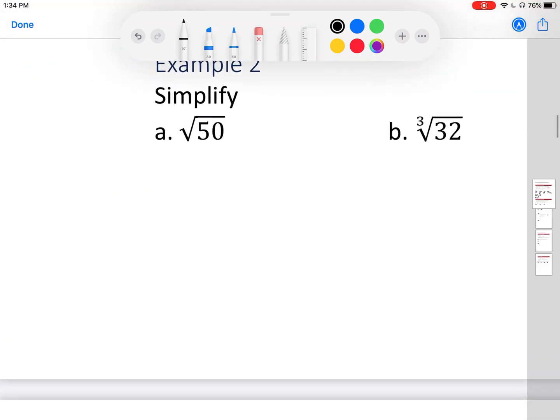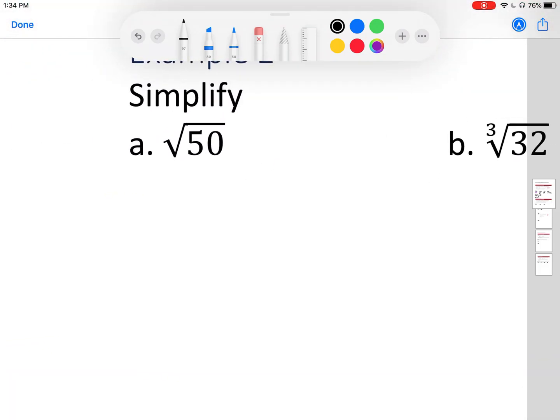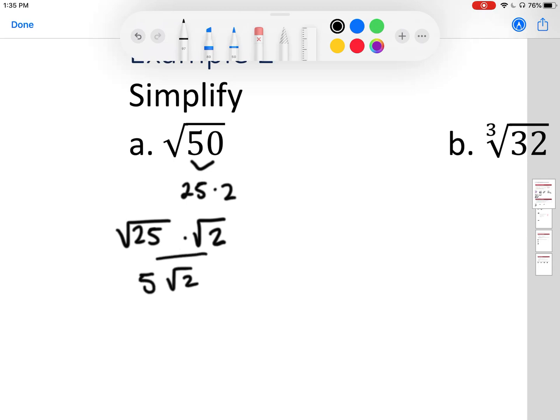So let's think of this one. Can I take the square root of 50? No, but I know 50 is the same as 25 times 2. And can we take the square root of 25? Yes, so that we have the square root of 25 times the square root of 2. Now the square root of 25 is 5, so we're left with 5 square root of 2. And that's how we can break down a radical to simplify.